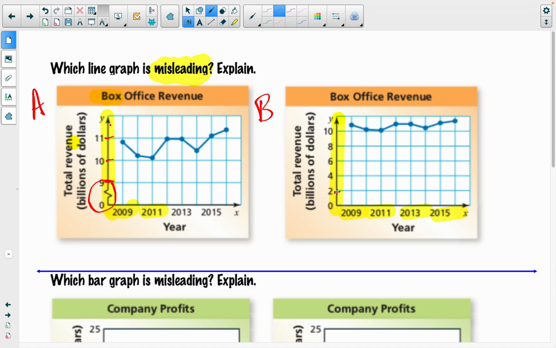Whereas over here, this is by 2 billion, 4 billion, 6 billion, 8 billion, 10 billion. So this one has all the information there. My intervals are all the same.